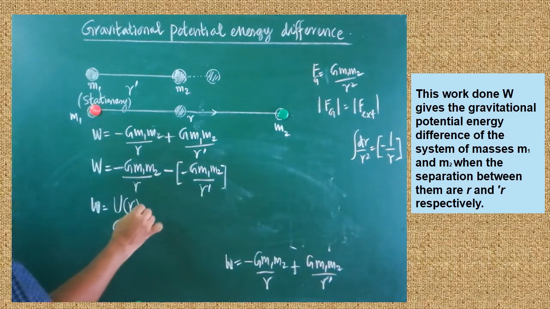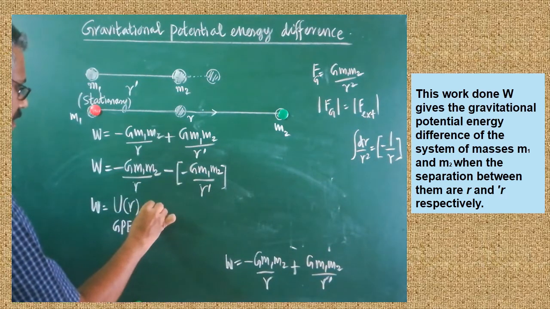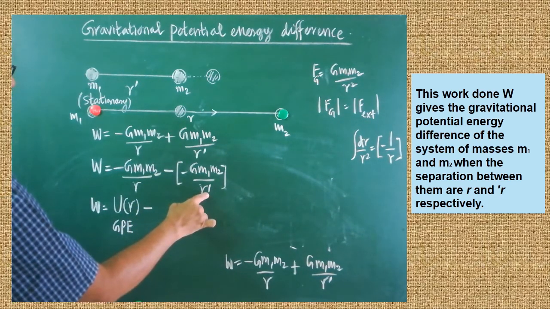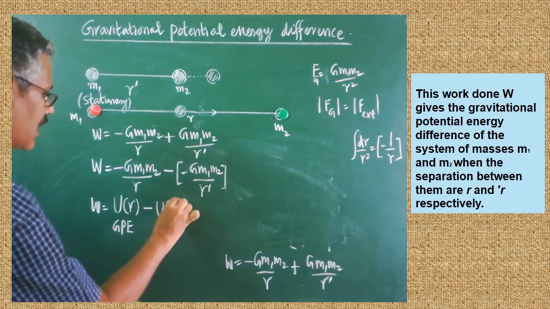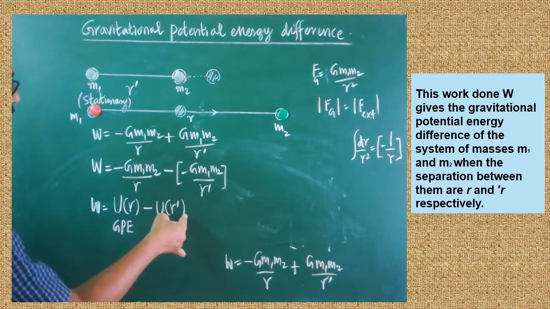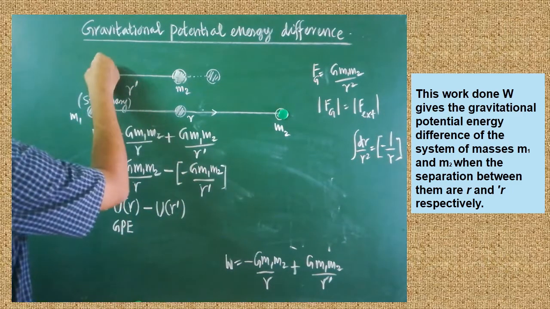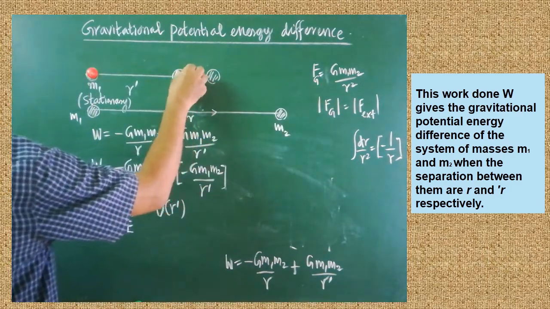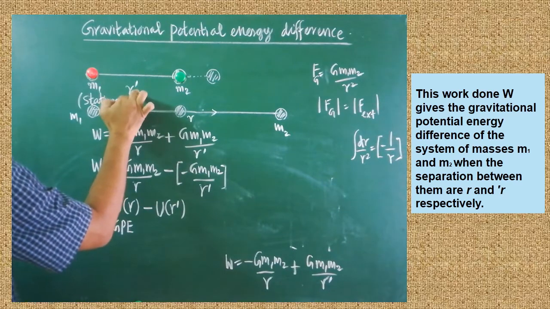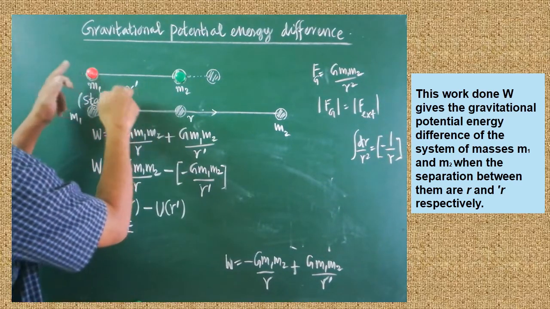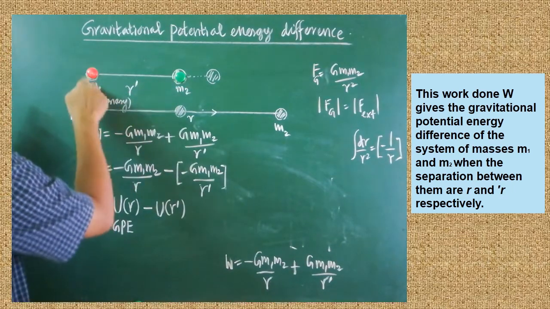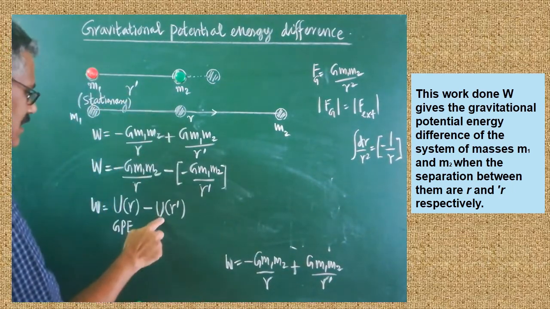Are you clear? Again you write minus. Here r dash is there. How can this part be written? This one must be written as U of r dash. So what is U of r dash? When the masses are kept closer to one another, what is the distance here? R dash is the distance. When the two masses are separated by the distance r dash, in this system some amount of energy is stored up. That is called U of r dash.